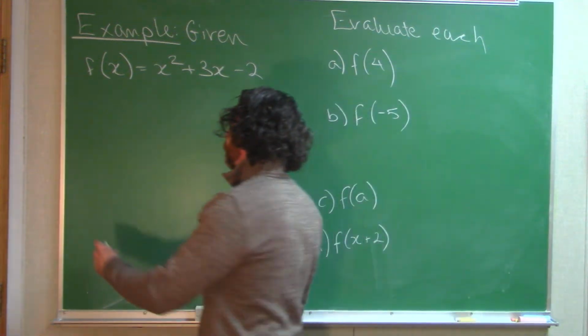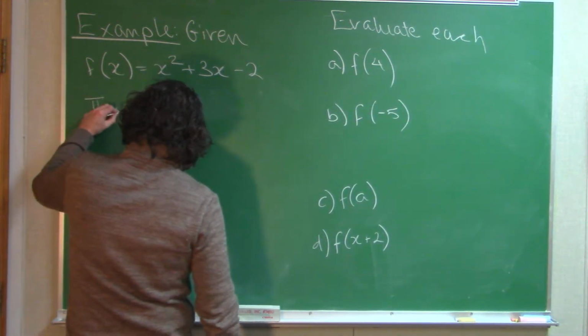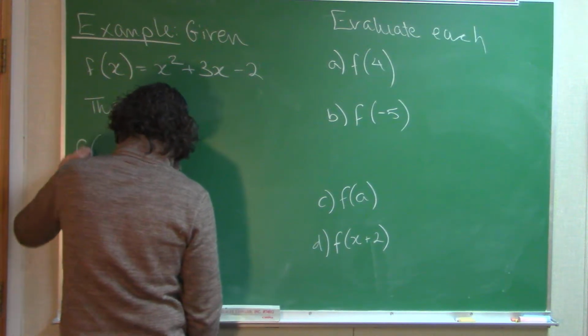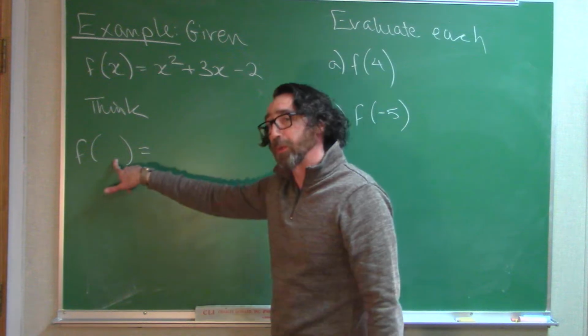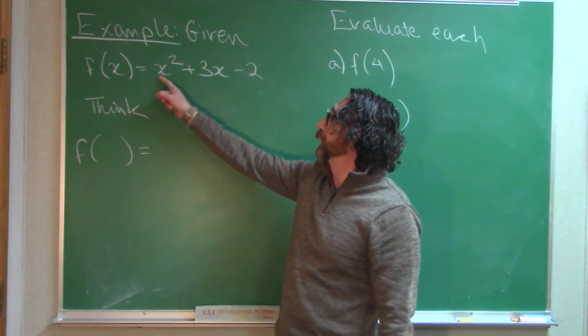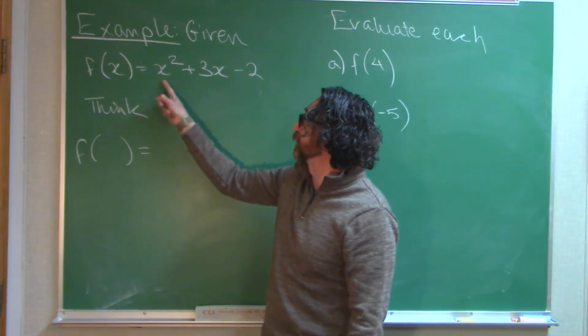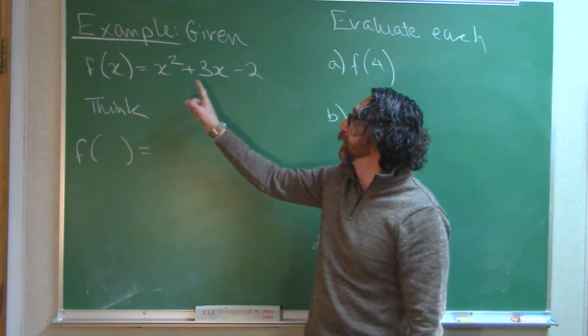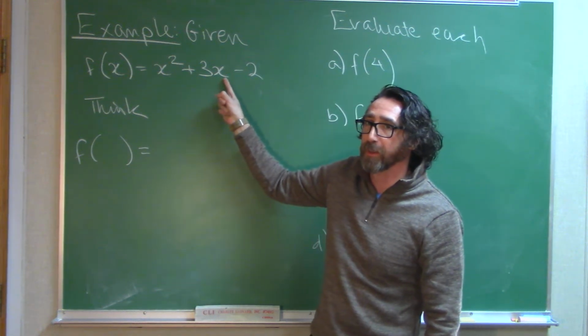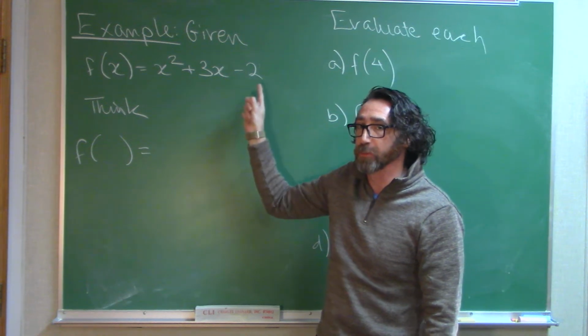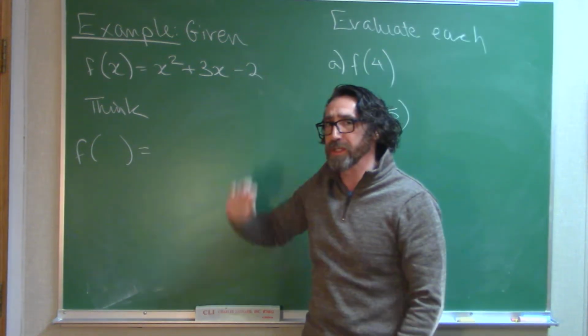Now remember, when we see this function notation, here's how we're going to think about it. F of blank, f of blank. Well, the rule here says we take whatever input we're given and we square it. And then we add 3 times the original input, and then when all that's done, we subtract 2. So there's more steps to this function.